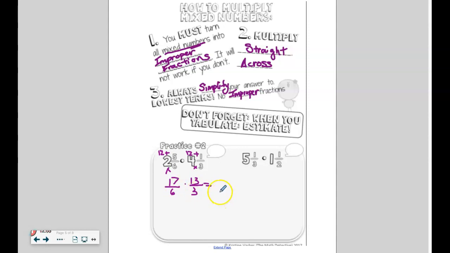So we take 6 times 3 is 18, and we take 17 times 13. I'll work that out off to the side. 17 times 13. 3 times 7 is 21. 3 times 1 is 3, plus 2 more is 5. Cross it out, put my placeholder. 1 times 7 is 7. 1 times 1 is 1. I add them together. I get 1, 2, 2. So I end up with 221.